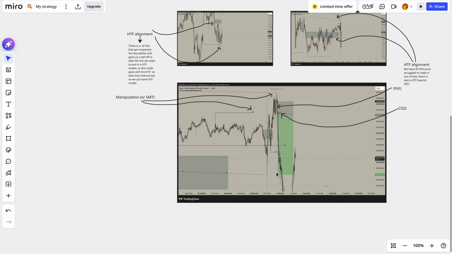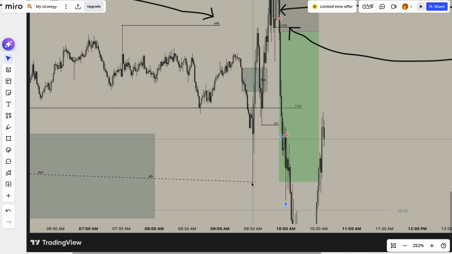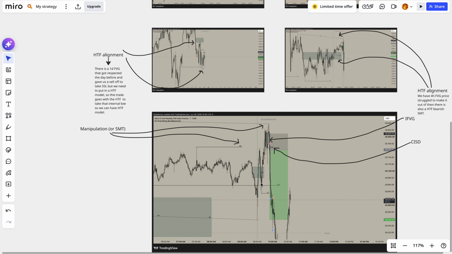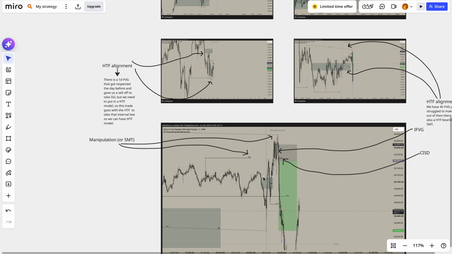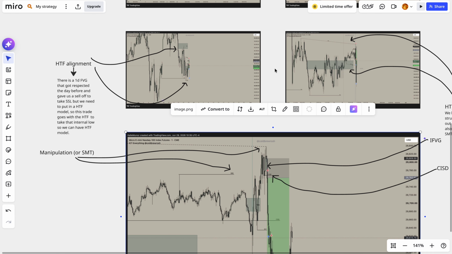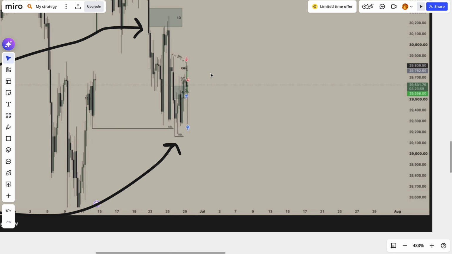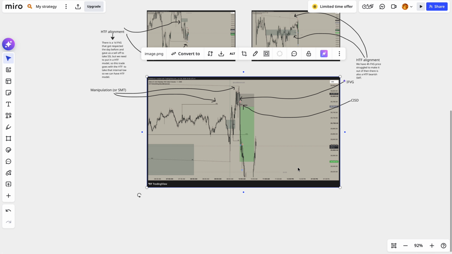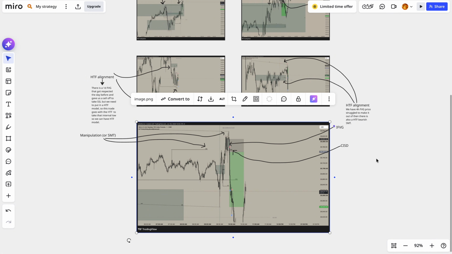Yeah, and then I target this. I believe this is not the data low, but this is just internal manipulation. I was expecting a lot from the market at this moment because of the displacement and the amount of higher time frame influence we have. Yeah, this is a value gap right here. And then just targeting internal, external, internal, bam.